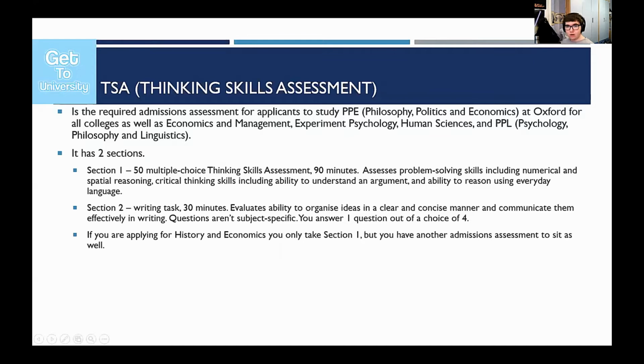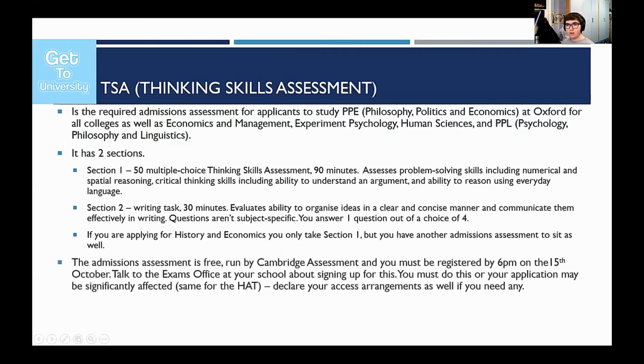History and economics students only do section 1, but they have to sit something else as well. This applies for both the Thinking Skills Assessment and the HAT, which is the history one, which is run by Cambridge Assessment. You must register by 6 p.m. on the 15th of October. Notice it's the same as the UCAS deadline, so make sure you do register. You need to talk to the exams office at your school about signing up for this. If you don't sit the assessment, it can have serious impacts on your application. And if you've got access arrangements, make sure you declare them.